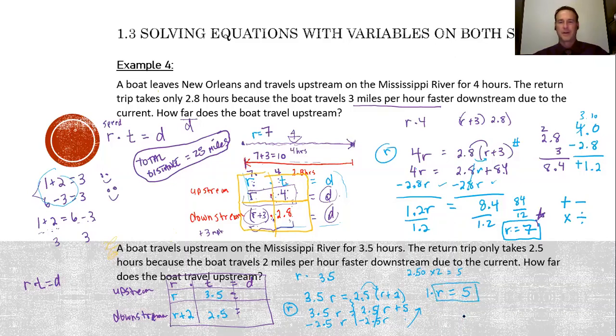Now it's just the first half, because it says how far does the boat travel? Well, R is here. Remember, rate times time equals distance. Rate is 5. Your time for that was 3.5. So as you look at this, rate was 5, time is 3.5. And the distance is what they're looking for.